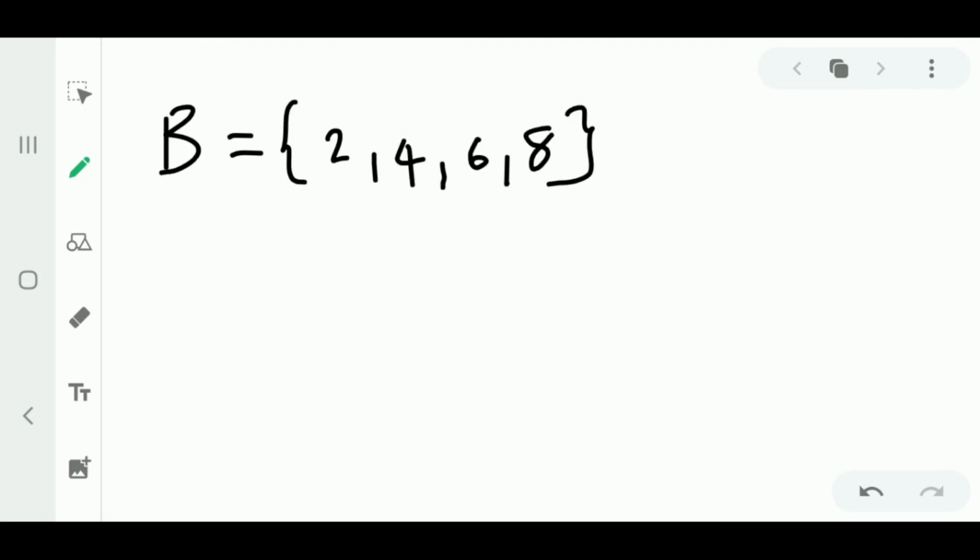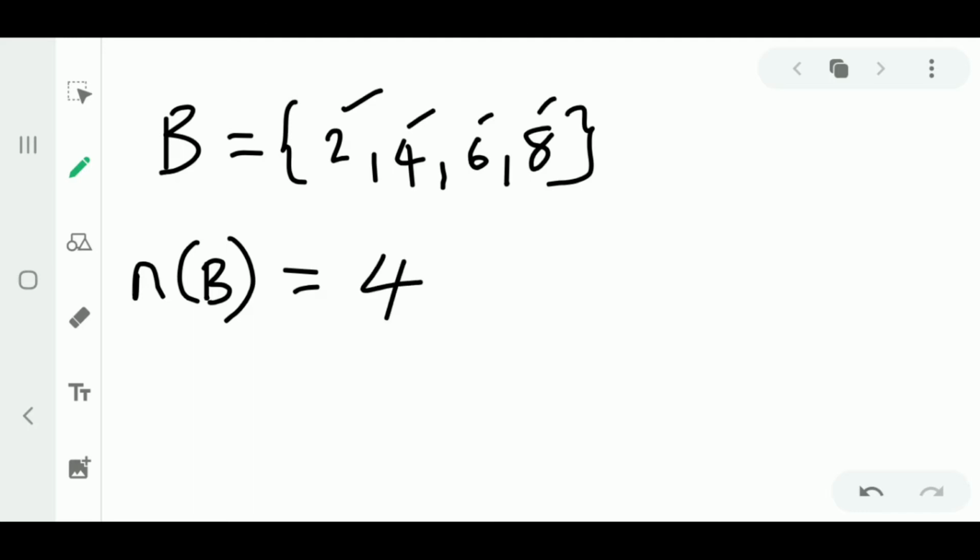For this set B, if you want to find the number of elements in B, we would say n of B, which is the number of elements in B, and that would be equal to 1, 2, 3, 4. So you're basically just counting the number of elements or members in the set.